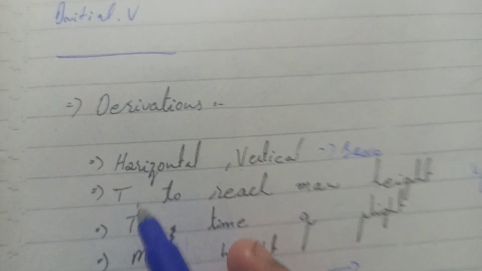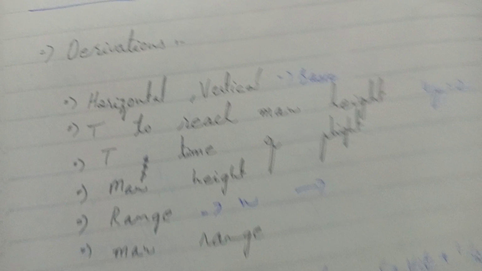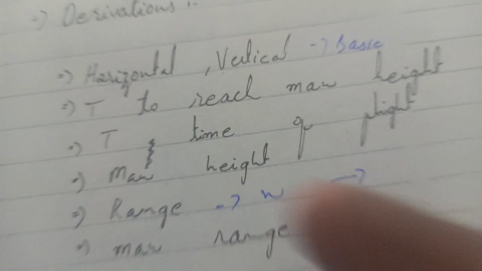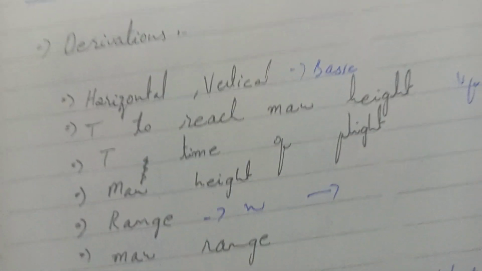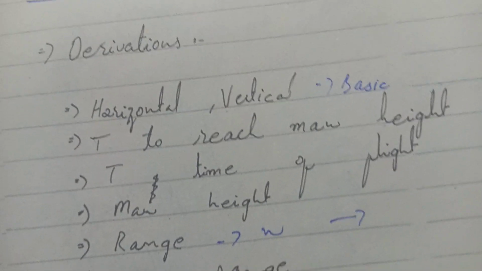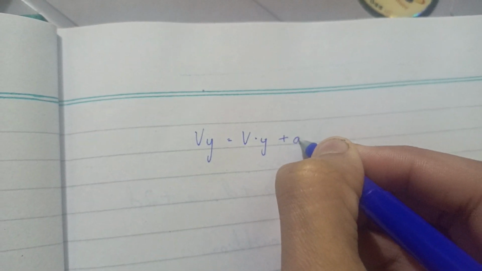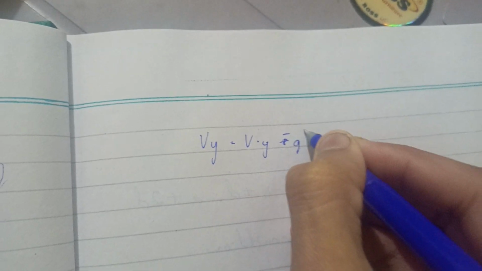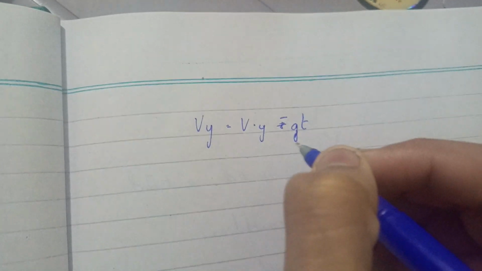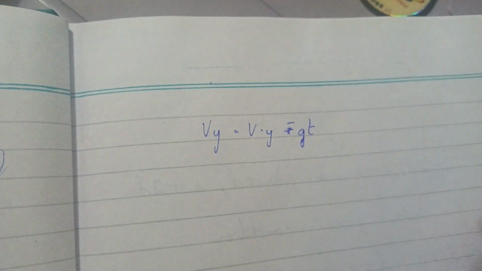Now we are going to discuss the total time to reach maximum height. To do that, firstly we have to focus on which direction it will move. Will it move in the x direction or y direction? So the answer is the y direction. For the y direction, we have a formula: vy is equal to v naught y minus gt. Previously I discussed why we put minus here.